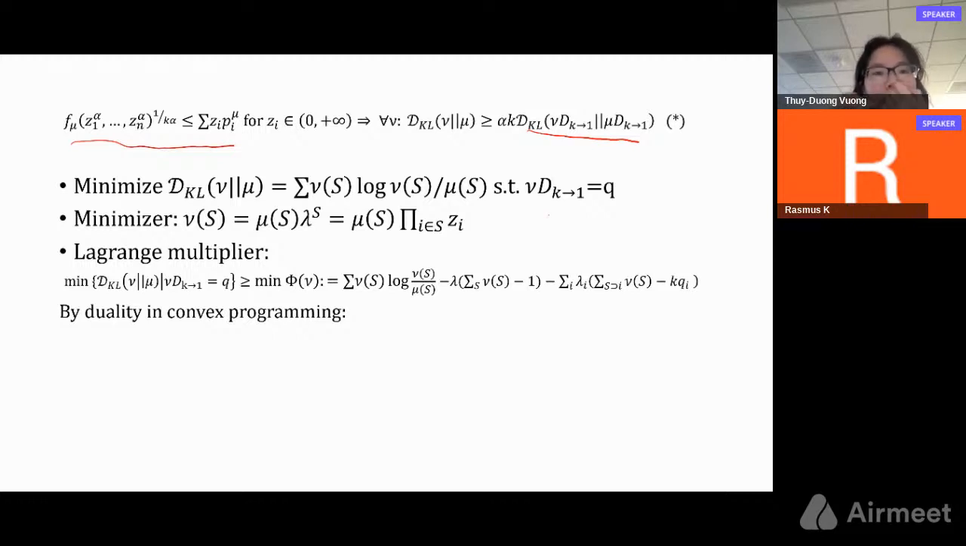Through some convex programming argument, we will see that the minimizer for the left hand side, the new minimizer, will be a scaling of μ. So it will be of this form: μ_S times λ, that is, λ_i for i in S, for some vector λ in R^n.